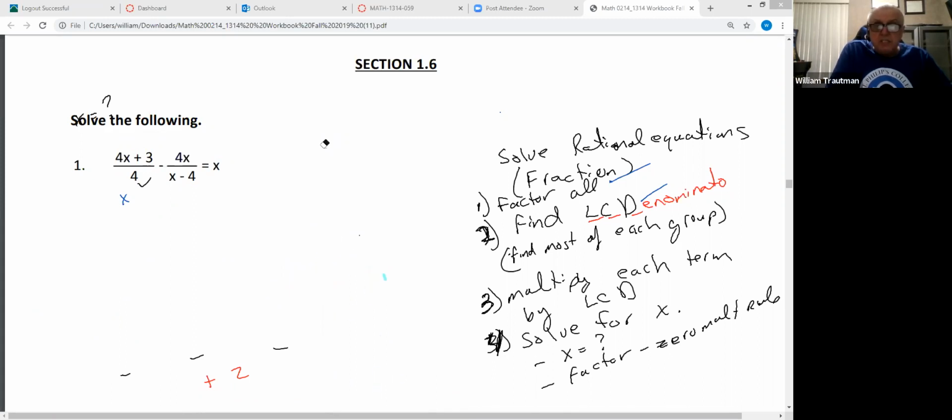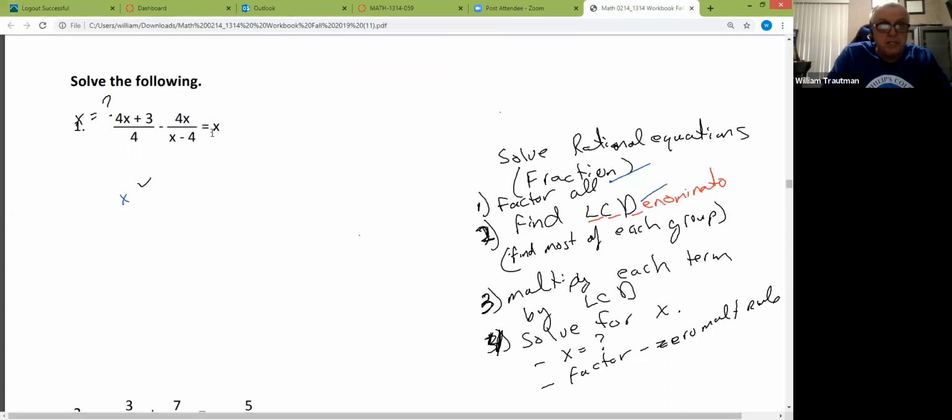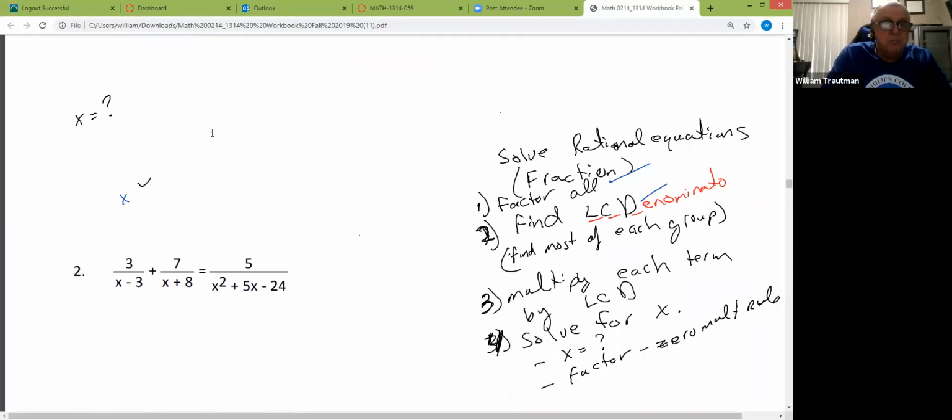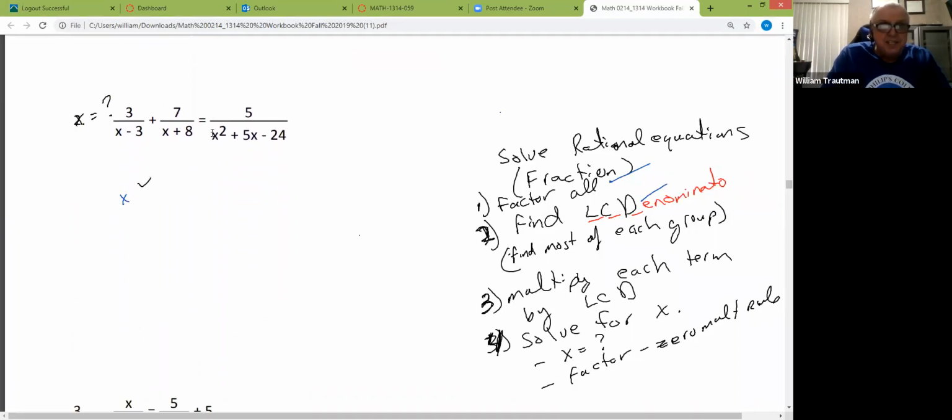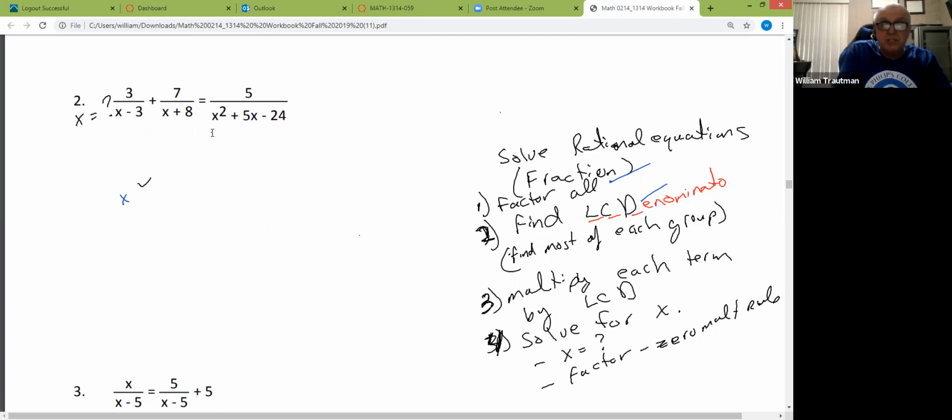And the key is finding the LCD correctly, well, after we factor. All right, so I'm going to bring the next problem. Oh, man, look at this. Yeah, they picked some really doozies. I hope we don't have too many of these on the test.